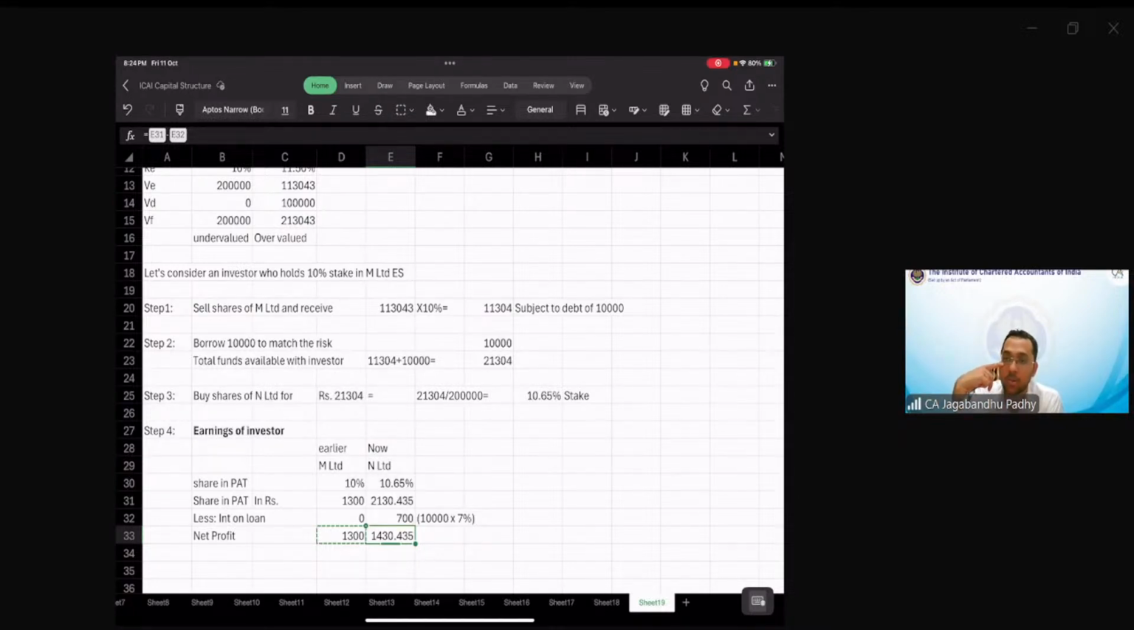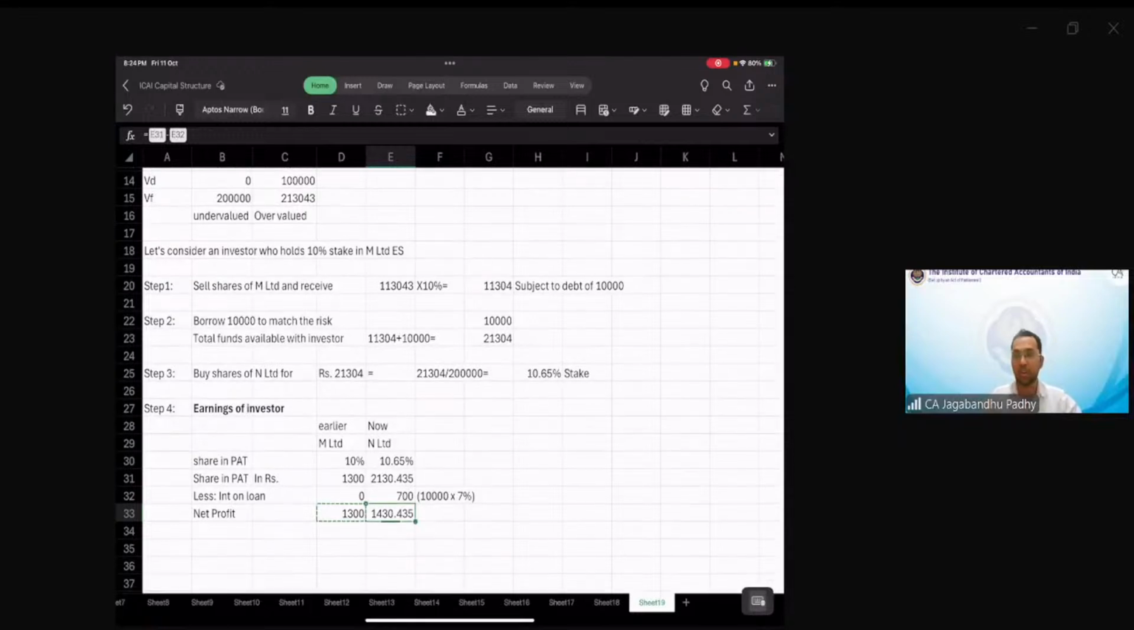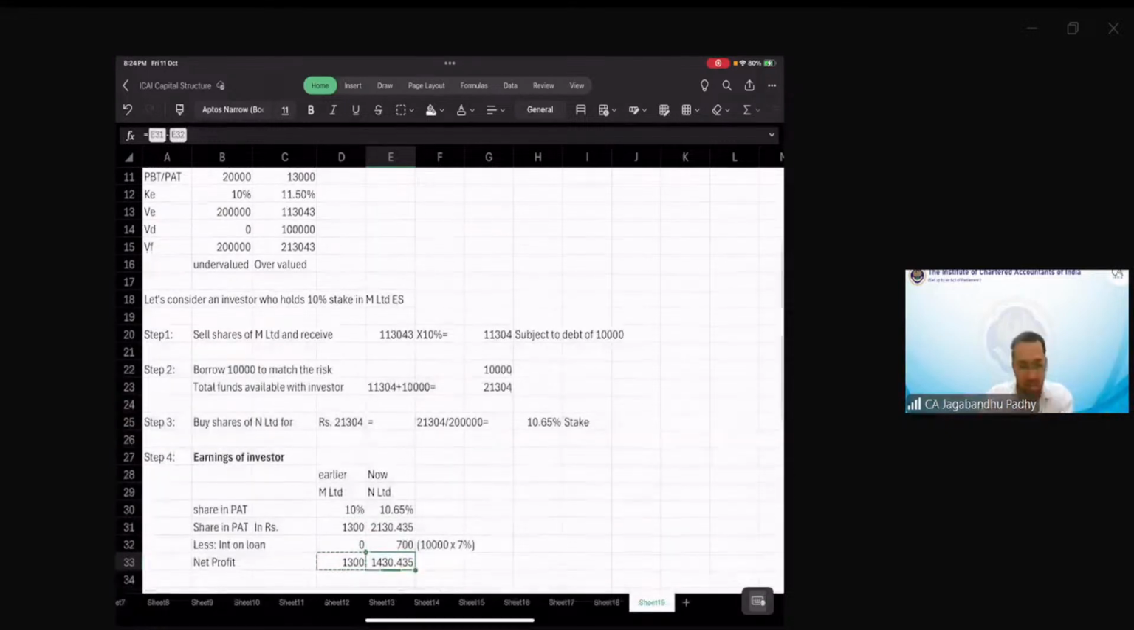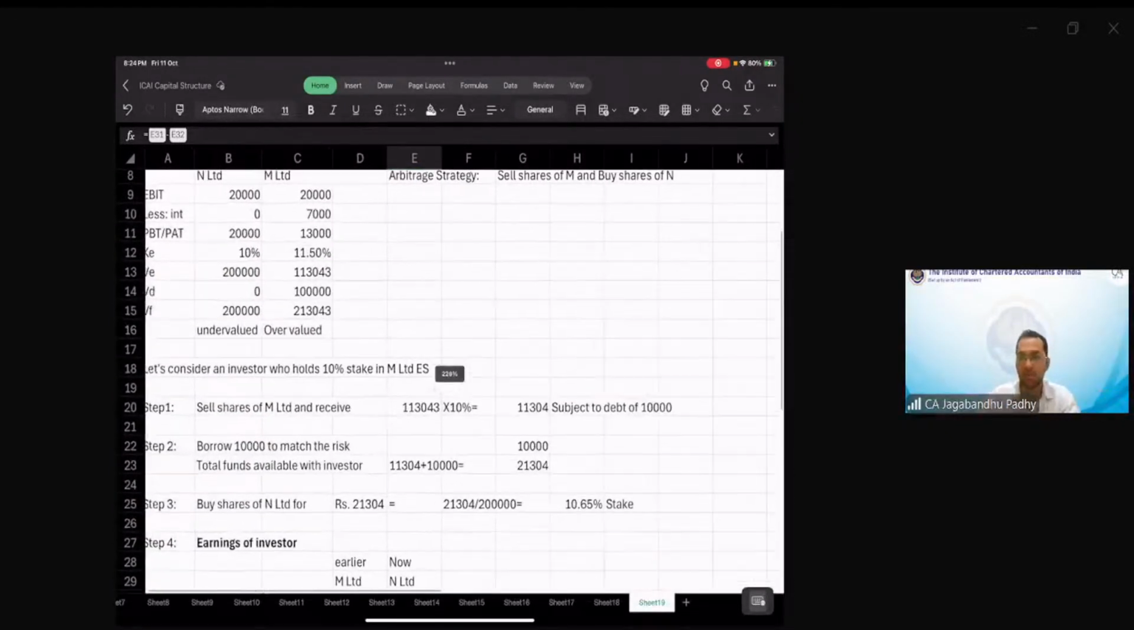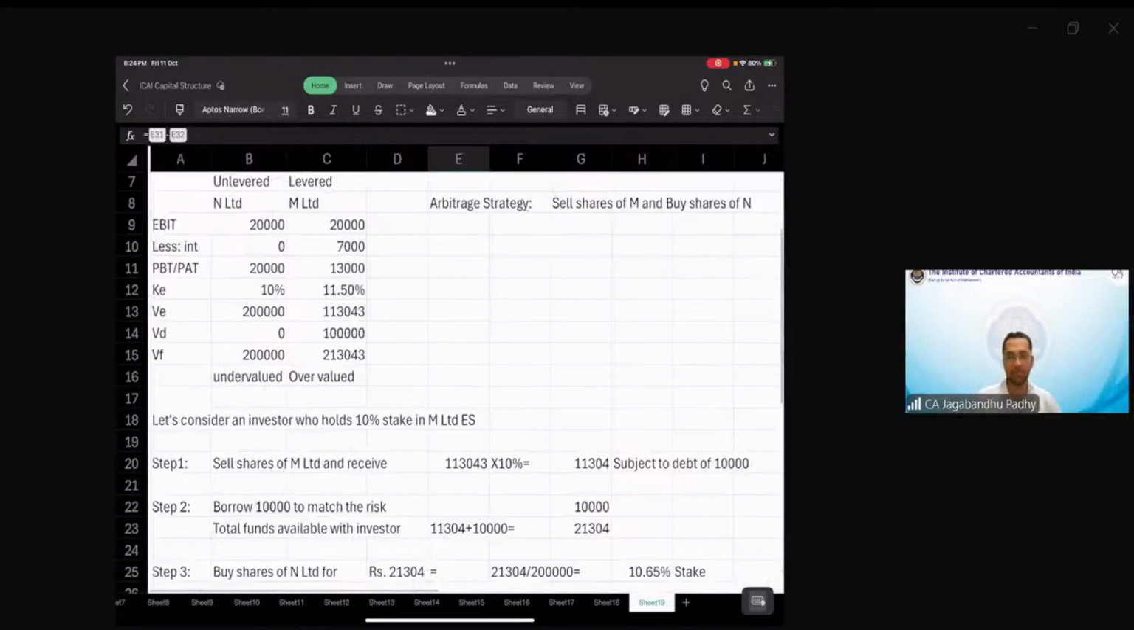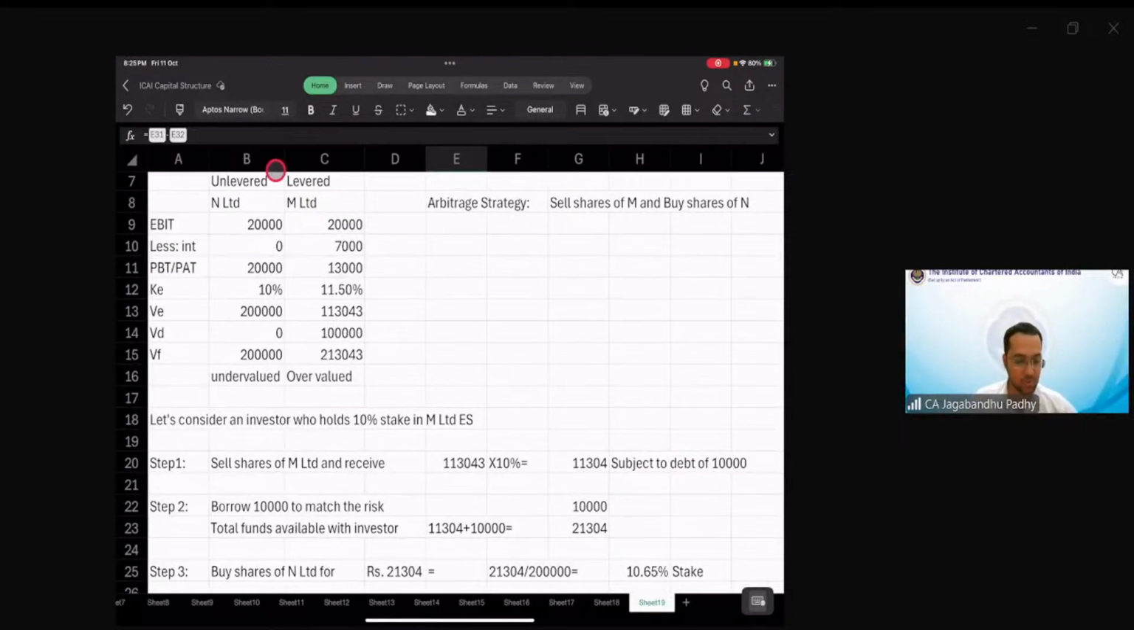Okay, so we have to borrow the amount equal to the proportion of debt always, yes, because then only we are going to match the risk, right? So earlier I had a certain amount of risk, and now also I'll have a certain amount of risk. So that risk is matching, and therefore we do it in this way. Okay, so investors are going to shift from M Limited to N Limited. Not only this investor, any rational investor will simply sell the shares of M Limited and shift towards N Limited.